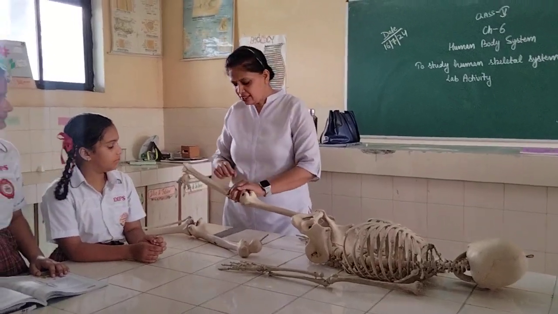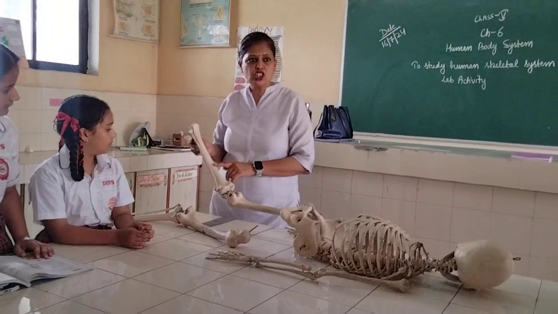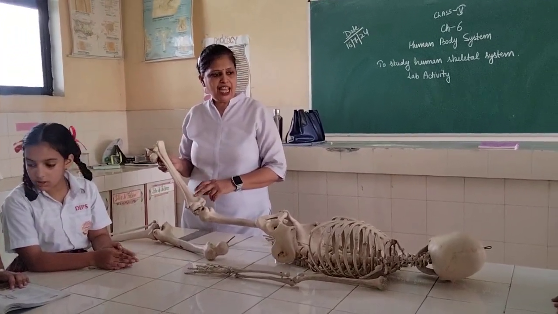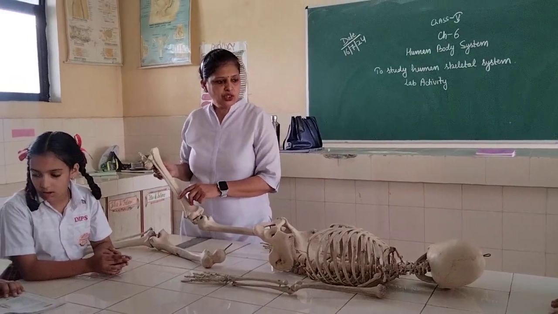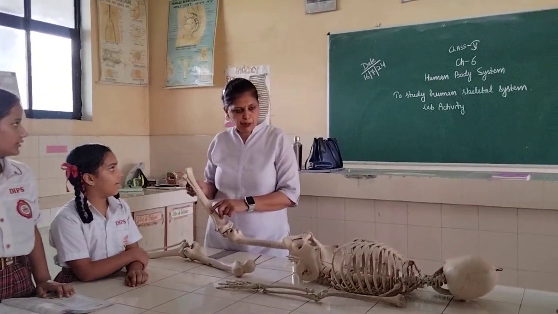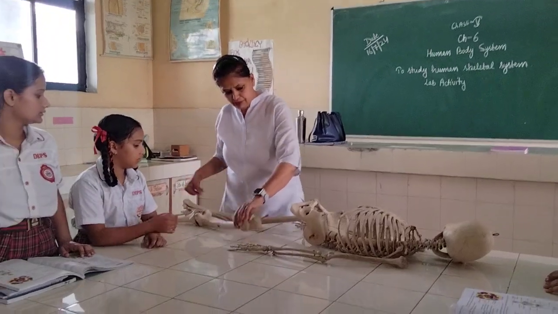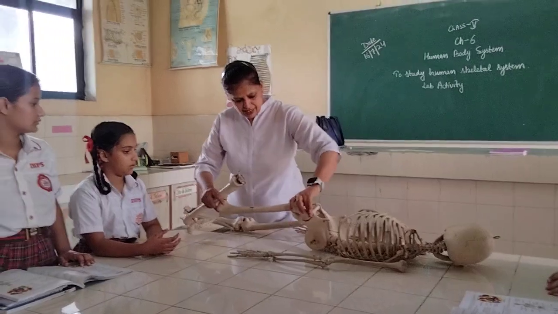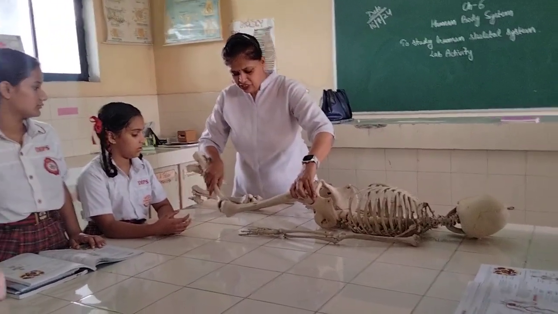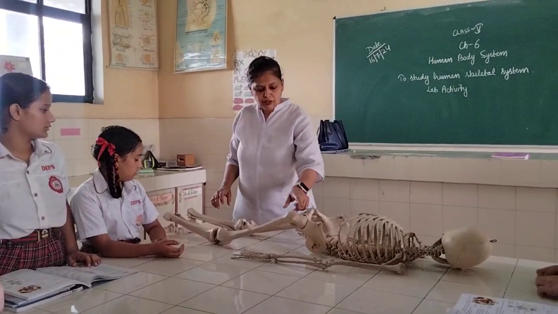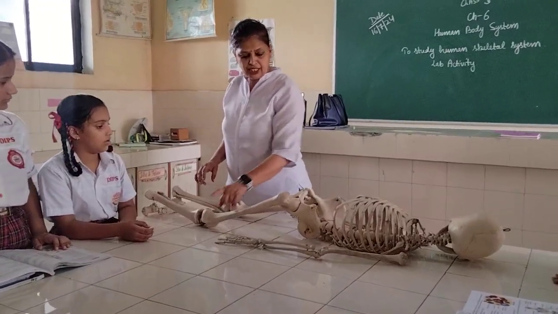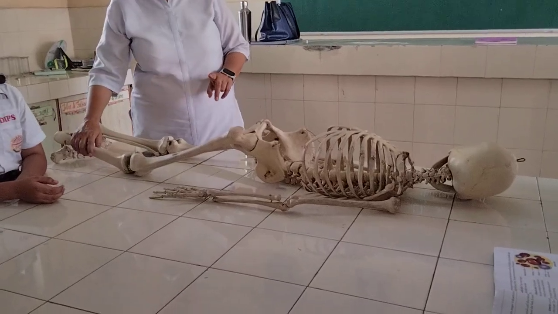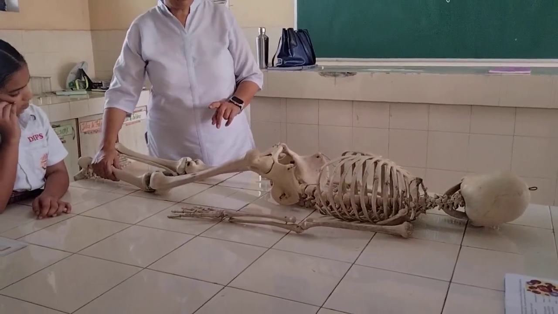The lower leg again has two bones. One is called the tibia and the other the fibula. How many bones are there in the leg? Three long bones. This is the longest bone of our body, called the femur, and the lower leg has the two main bones, tibia and fibula.